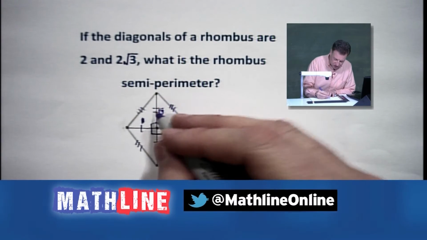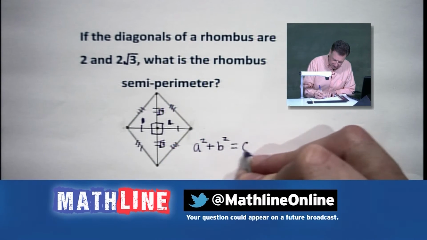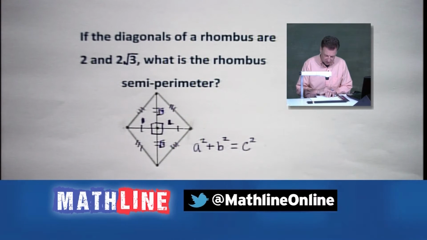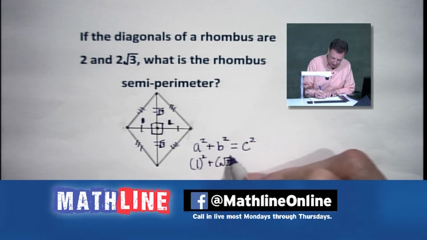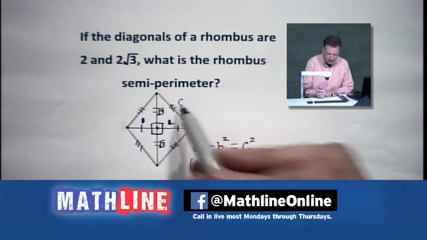So let's go with a squared plus b squared equals c squared. All right? So here we go, friends. We've got a 1, we're going to square it. We've got a square root of 3 that we're going to square. And we're going to look for what is c. C is this little guy out here, all right?